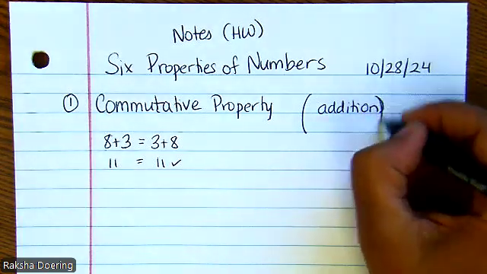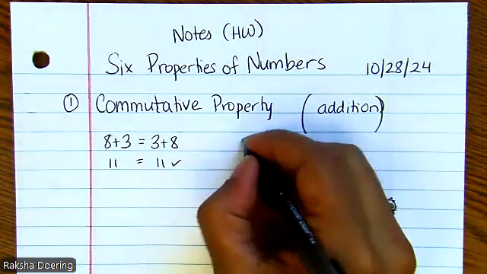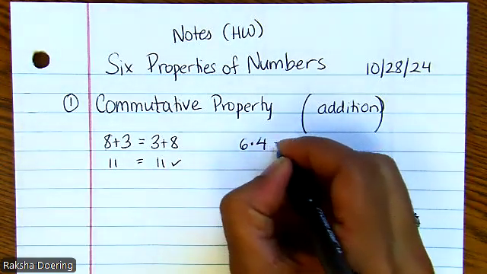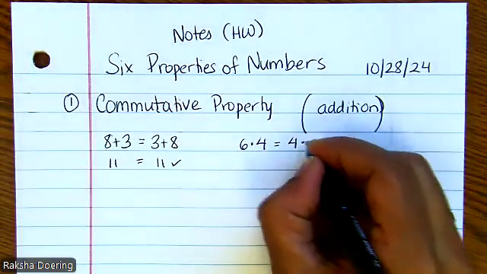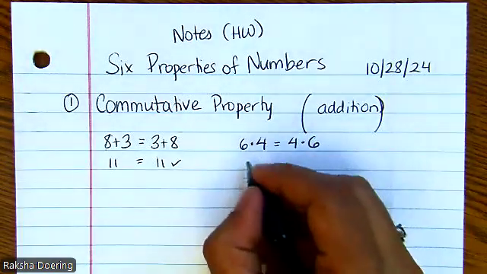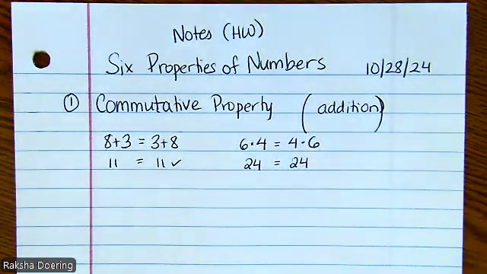And it also works for multiplication. So if I have 6 times 4, I could move them into the other order. So it could be 4 times 6. 6 times 4 is 24. 4 times 6 is also 24.